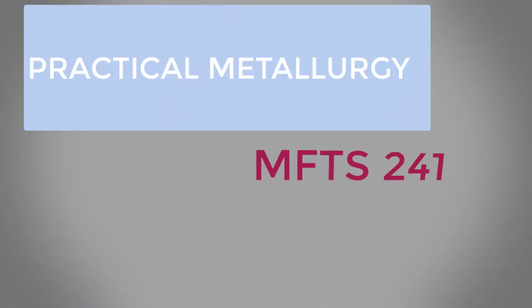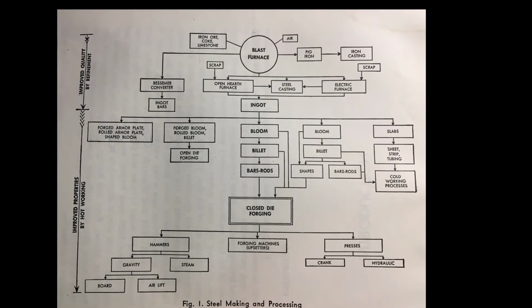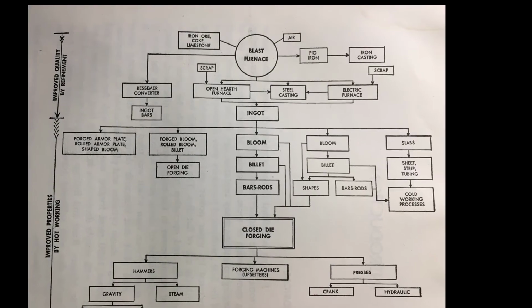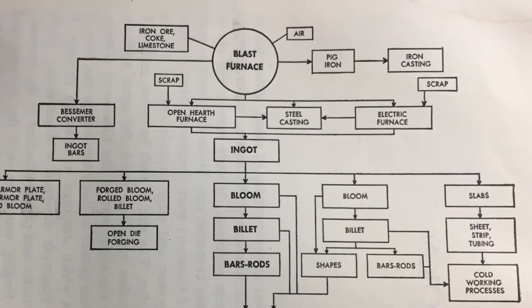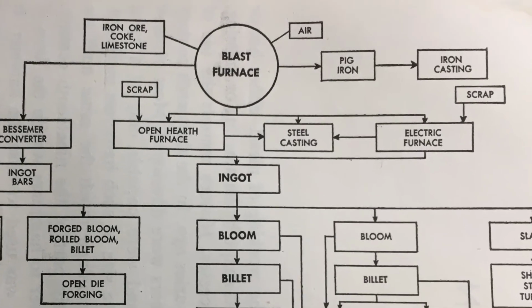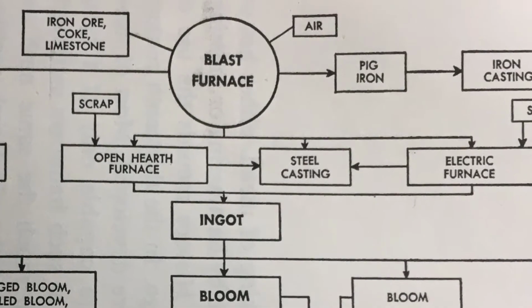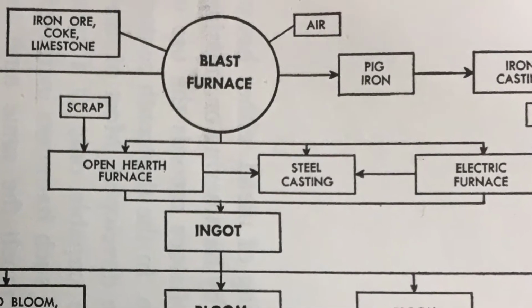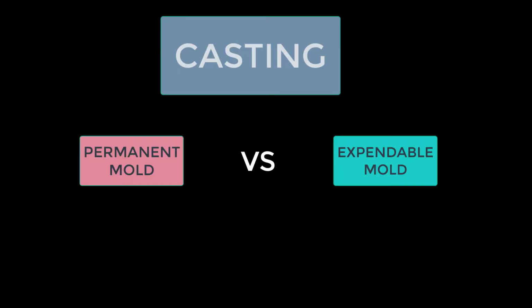In this video, I'm going to cover the first part of Chapter 8, Casting Steel. Casting is a process that takes molten steel and turns it into a shape that you want. You create this shape by use of something called a mold. All casting processes use some sort of mold, although there are many different kinds. The primary two kinds of molds are permanent and expendable molds. Sand casting is an example of an expendable mold, while die casting is an example of a permanent mold.